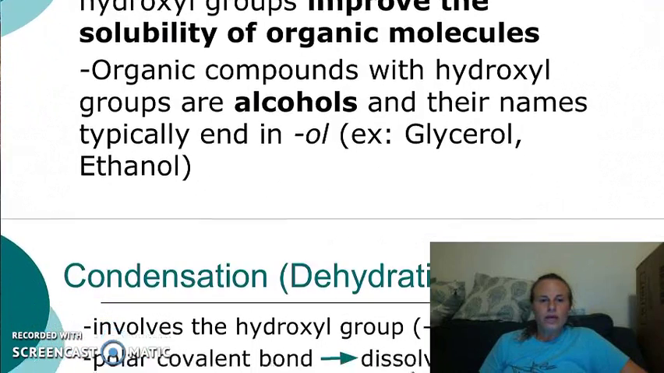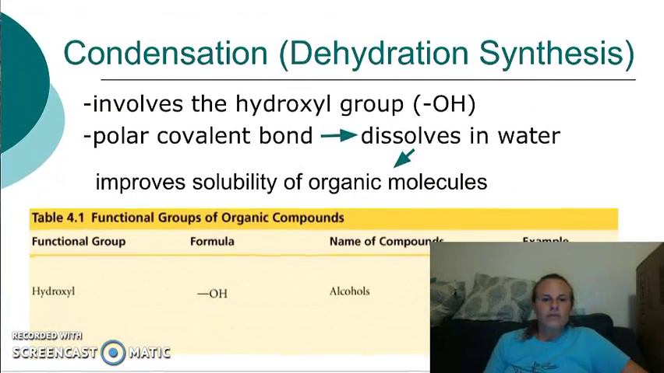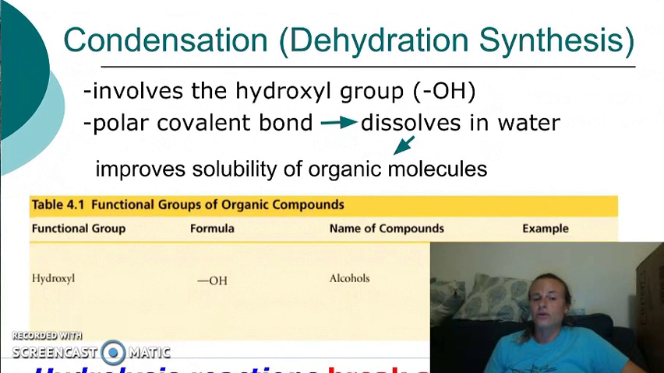Now let's say, so I made this slide because I wanted to show you guys how you could take notes where you're not writing down every single word, right? So we know that condensation is also known as dehydration synthesis. Sometimes it's called the condensation reaction. It involves the hydroxyl group, which is a OH that's connected by a polar covalent bond. Because it's polar, it's going to dissolve in water, therefore improving the solubility of the organic molecules that contain the hydroxyl group.